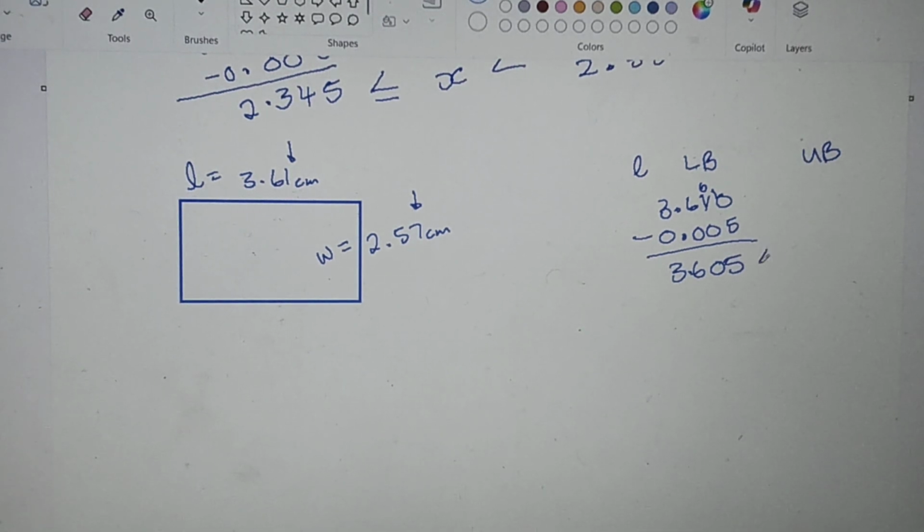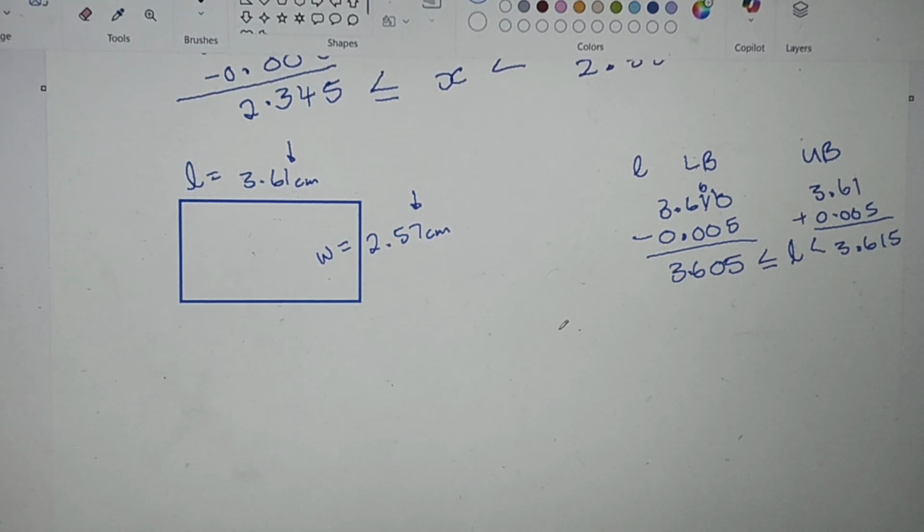All right. Then I'm going to put that less than or equal to my length, which will be less than my upper bound, which will be 3.61 plus 0.005, and that will give me 3.615. And you can see the upper bound is actually the easy one because it's always just tacking a 5 on the end. That's pretty much all you're ever going to do for your upper bound, just slap a 5 after the last digit that you have in the number that they've given you. That's my upper and lower bound for my length.